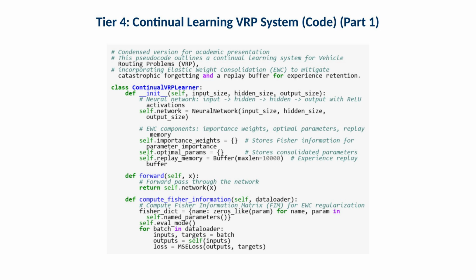In this part, we move from the idea to the mechanics of the implementation. The key class visible here is the Continual VRP learner class. Key functions in this chunk include initializer, forward, and compute Fisher information. This part is especially about loss computation and experience replay.